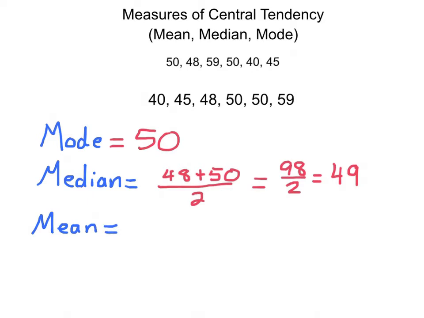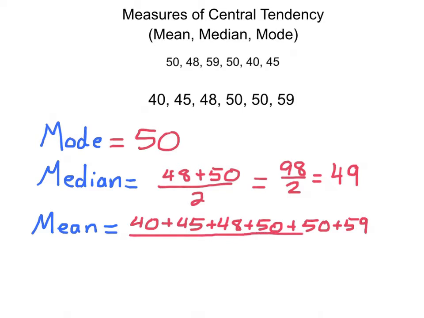And the mean, of course, is something that most of us probably remember as being the average of the numbers. So the way this one works is we're just going to add up all the numbers that we have, and then divide by how many numbers are in our set of data. So we're going to have 40 plus 45 plus 48 plus 50 plus another 50 and then plus 59. And if we count up how many numbers we have in our set of data, we have 1, 2, 3, 4, 5, 6. So we're going to divide by 6.